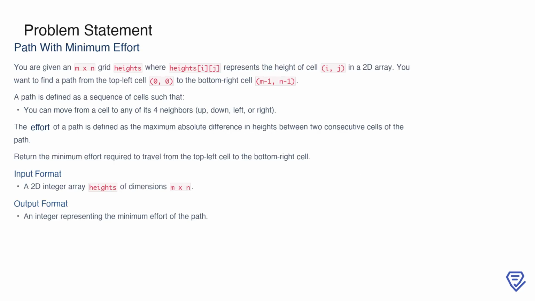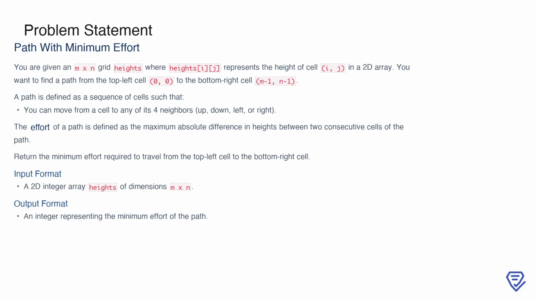In this problem, we're working with an M×N grid called heights, where each cell represents the height of a specific location in a 2D array. The task is to determine the minimum effort required to traverse from the top left corner, at coordinates (0, 0), to the bottom right corner, located at (M-1, N-1).